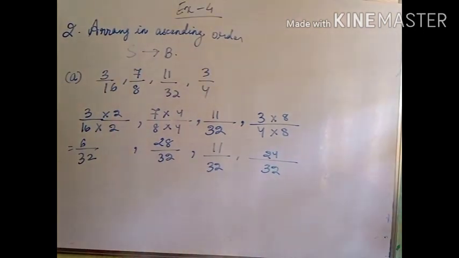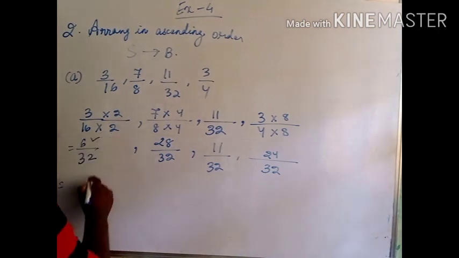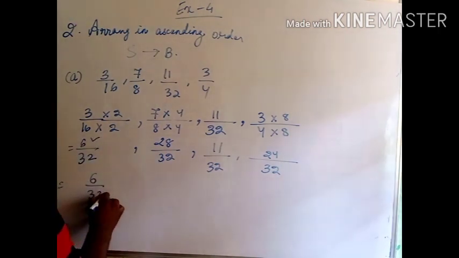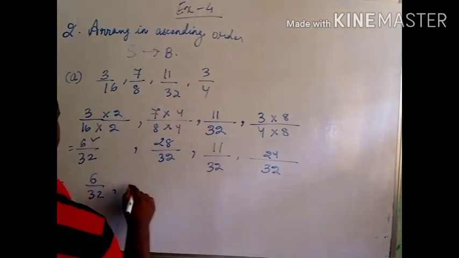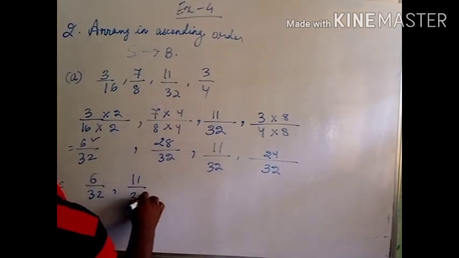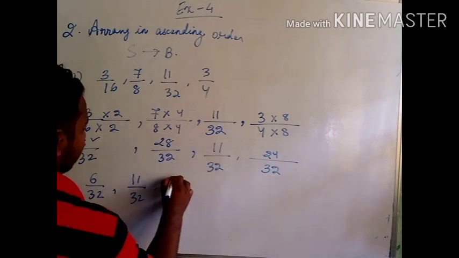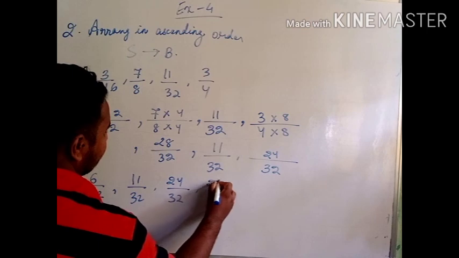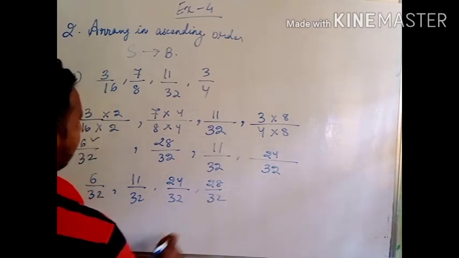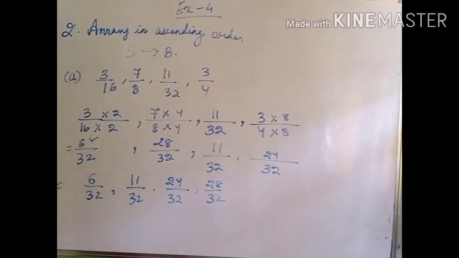Now simply you have to do this. You have to take the smallest one. This is the smallest one. 6 by 32. You should not leave the denominator. After 6, 11 by 32. After 11, 24 by 32. Then 28 by 32. Clear? So this is the solution. Like this you have to do.